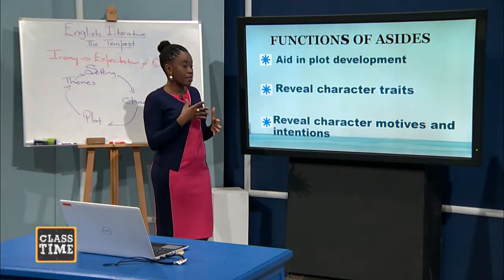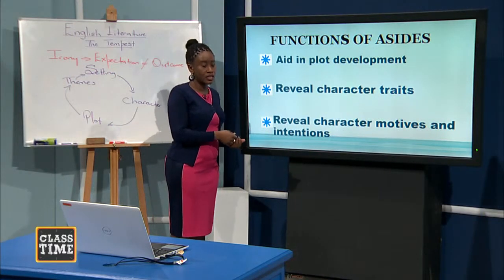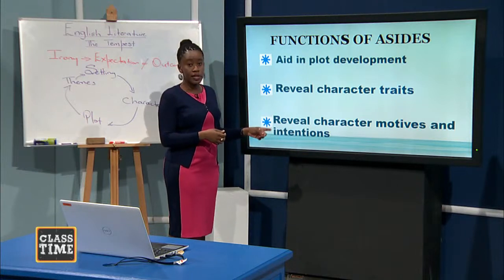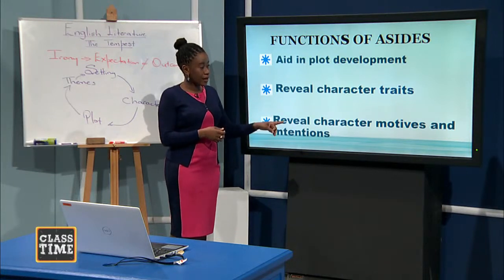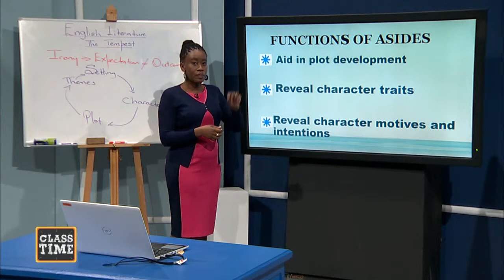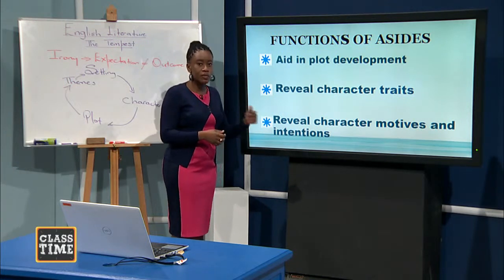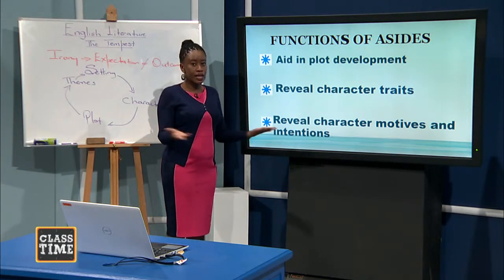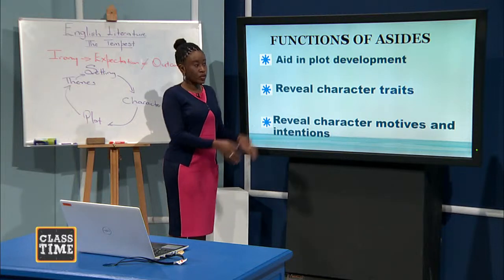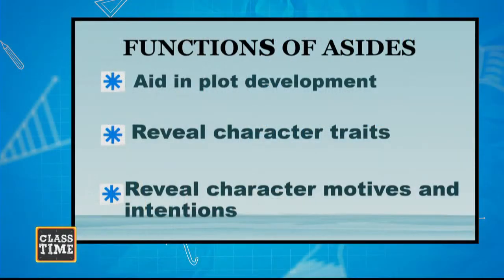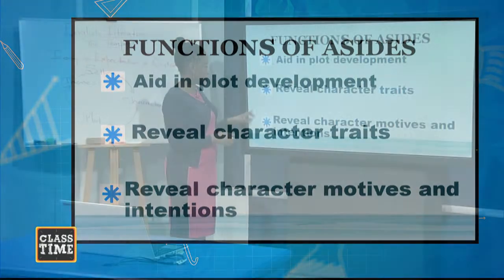It also reveals characters' motives and their intentions. So we saw two motives and two intentions coming out here: Caliban plotting to kill Prospero, and Prospero deciding to do something about it. Are there any questions so far? So we have looked at irony, and we have looked at the matter of the use of asides. Let's continue.